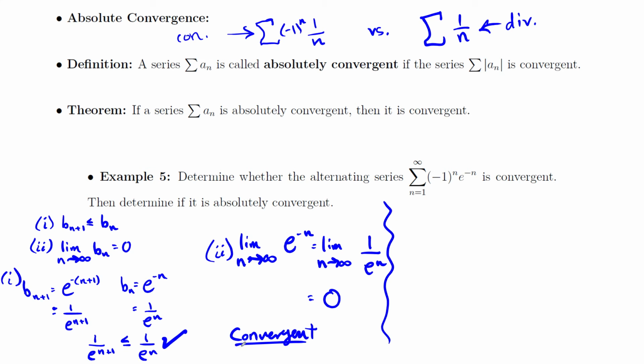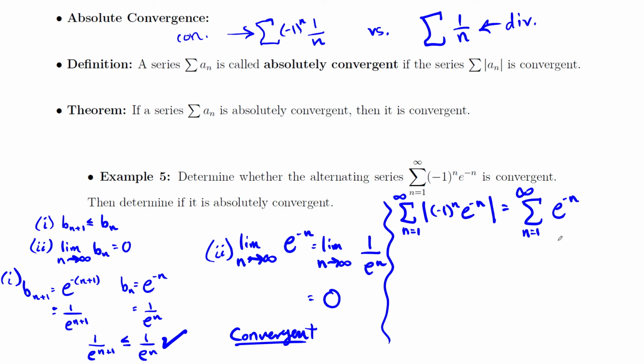Okay, but is it absolutely convergent, right? So if I put absolute values around every single term, well, we can get rid of these absolute values by understanding that e to the negative n is always a positive number, right? So it's the negative 1 to the n that sometimes produces negatives. So let's just get rid of the negative 1. So this is just asking, right, is this a convergent series?